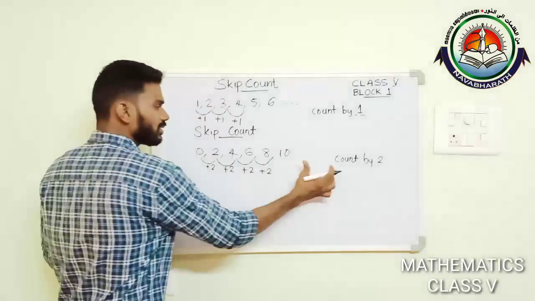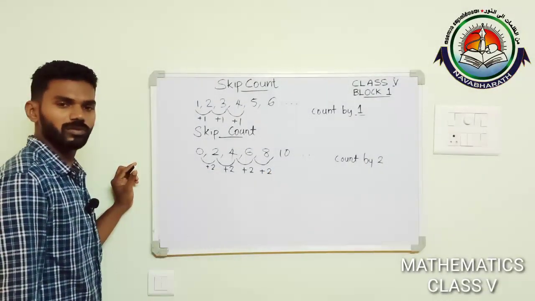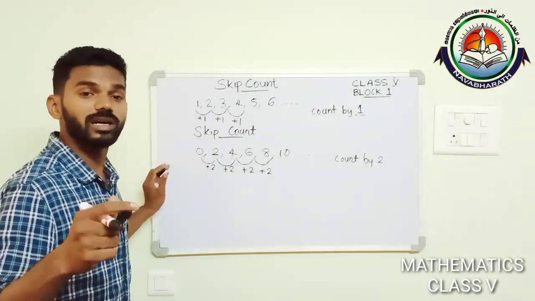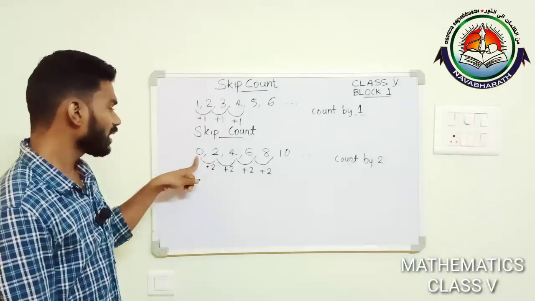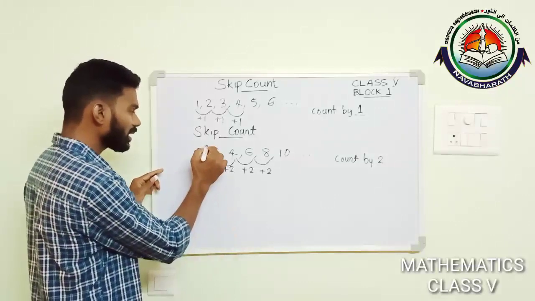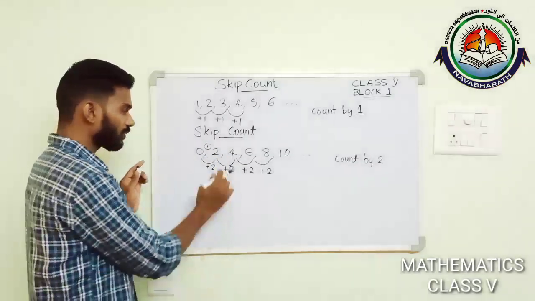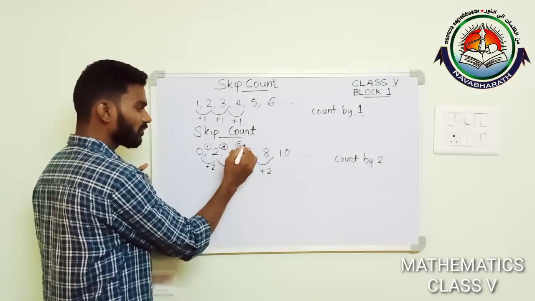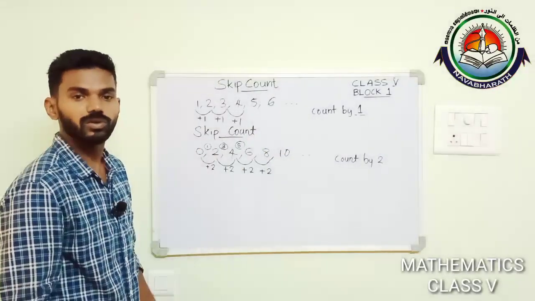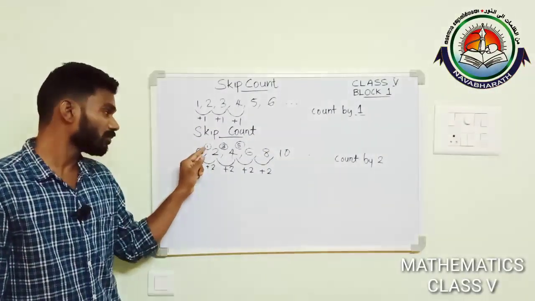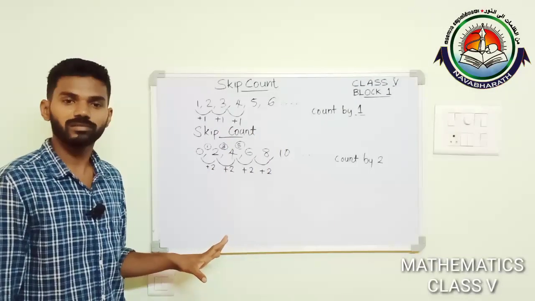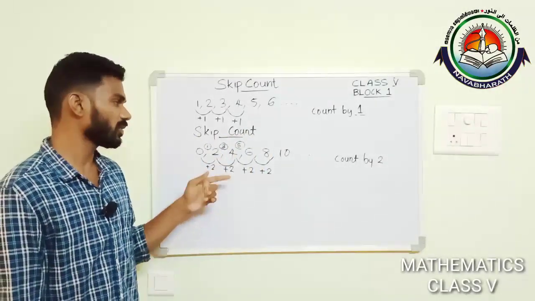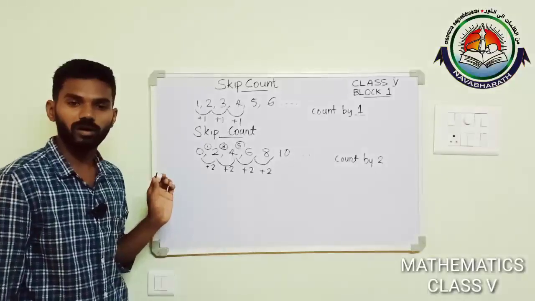And in this count by 2, while considering the numbers, you can see that certain numbers are missing here. You know that after 0, there would be a counting number 1. And after 2, there would be a counting number 3. After 4, there would be 5, and so on. So, you can see that certain numbers are skipped here. From the counting numbers, certain numbers are skipped off. That's why it is called a skip count.